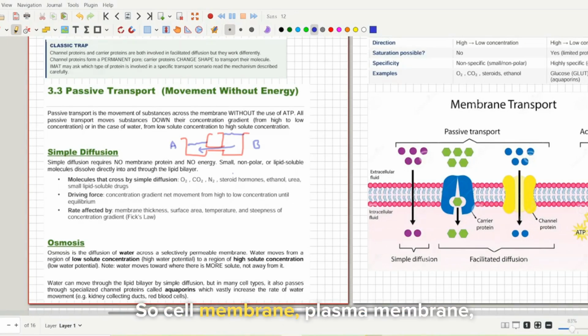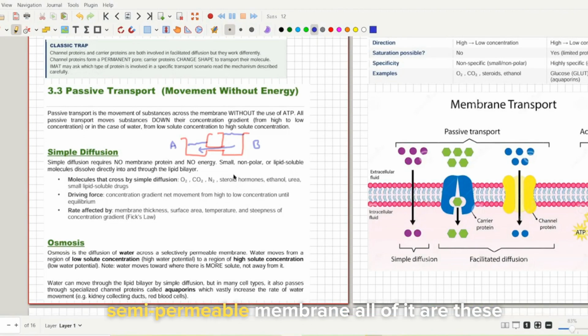So cell membrane, plasma membrane, selectively permeable membrane, and semi-permeable membrane, these are all names for the cell membrane.